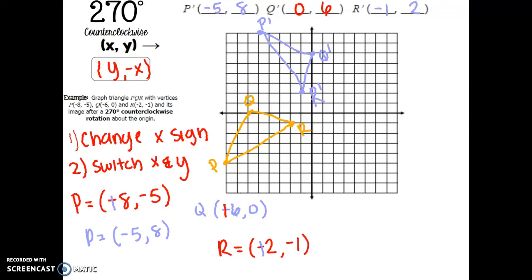And so when you're doing these, I do want you to keep this order. If you can do it in your head, you can do it in your head. But if you can't, write it down first, change the sign, then come over and flip them like I showed you. But other than that, we should be good.